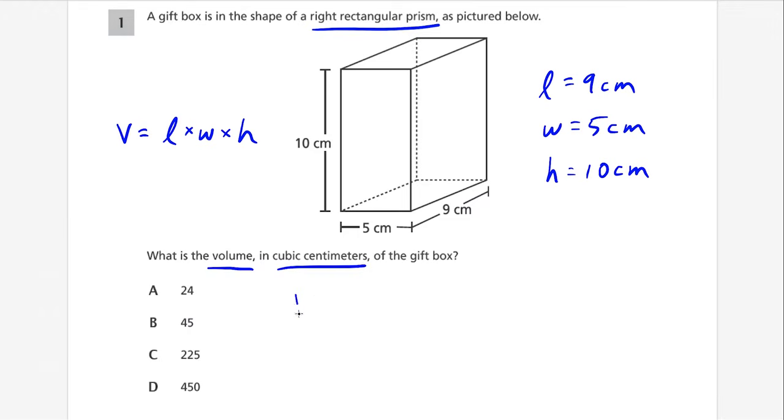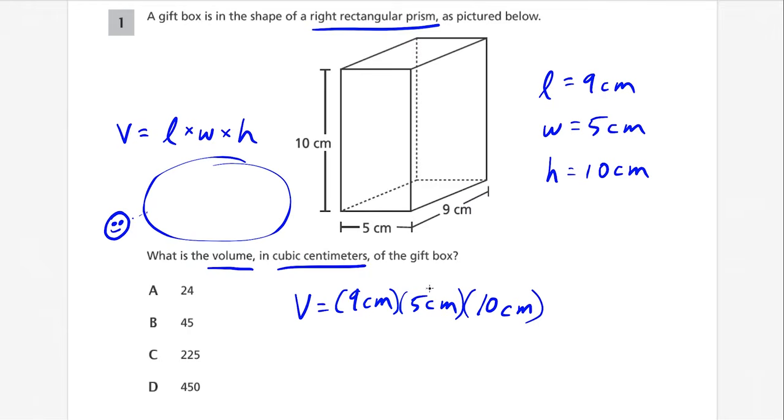So now we just have to multiply these three things together, and we're going to do 9 centimeters times 5 centimeters times 10 centimeters. Now, if you're allowed to use a calculator, great. If you're not allowed to use a calculator, it's easier to multiply 9 times 5 first. So when I'm doing this in my head, I'm thinking 9 times 5 is 45. And if you don't know the trick, 9 times 5, 1 less than 5 is 4, and then 4 plus blank equals 9. That blank has to be 5.